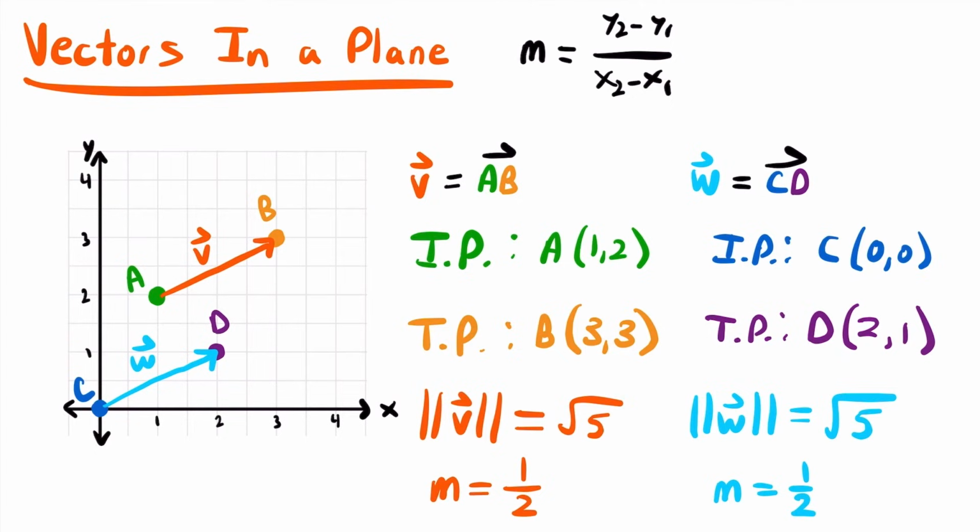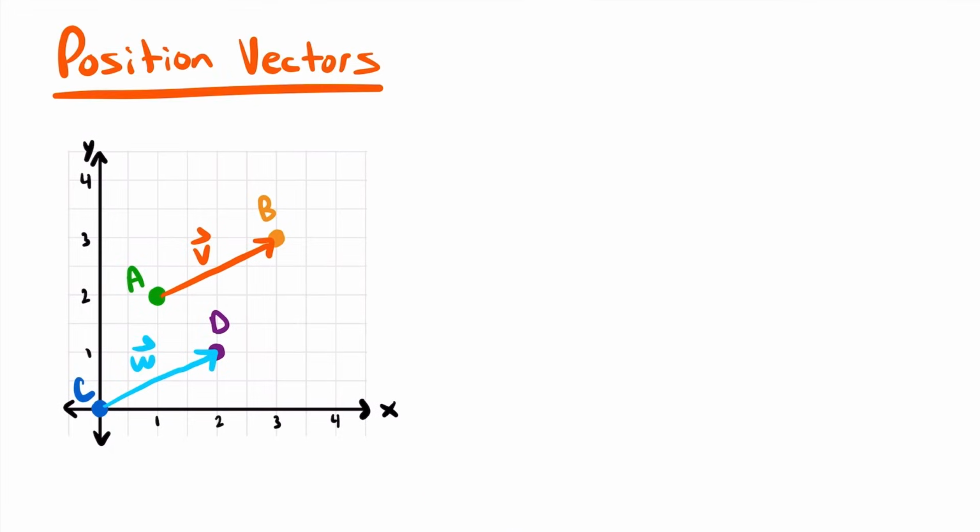And this is a nice way to introduce you to the next concept we're going to talk about, which are position vectors. All right, so if you look at this graph here that we were just working with, vector w here is actually a vector that we would say is in standard position. And the reason we say that is because its initial point is at the origin, the point 0, 0. And so since that vector is in the standard position, we would call it a position vector.